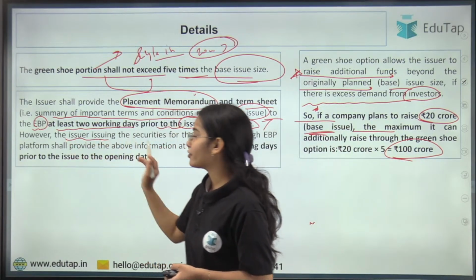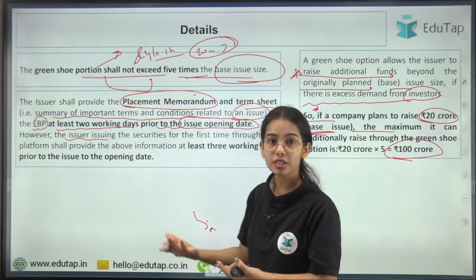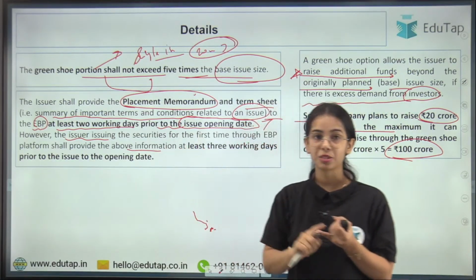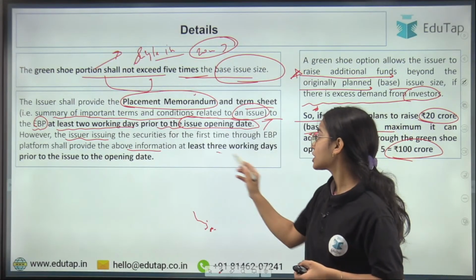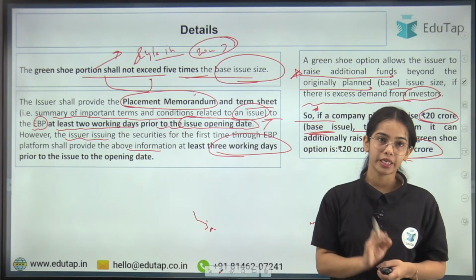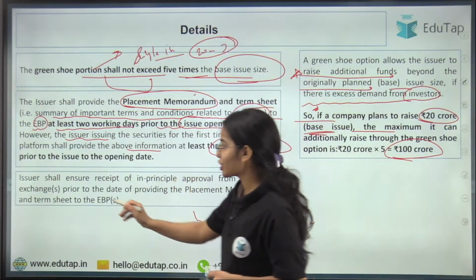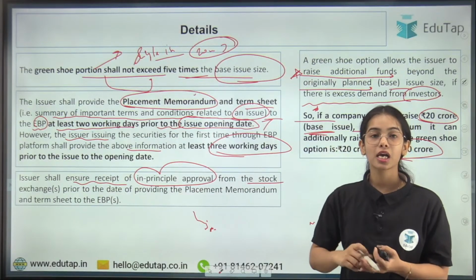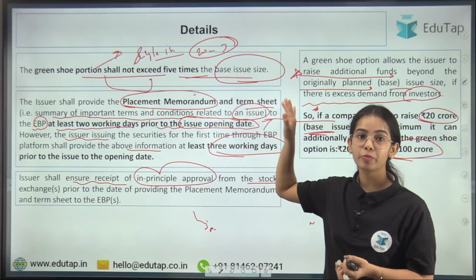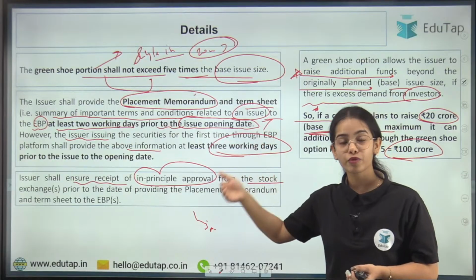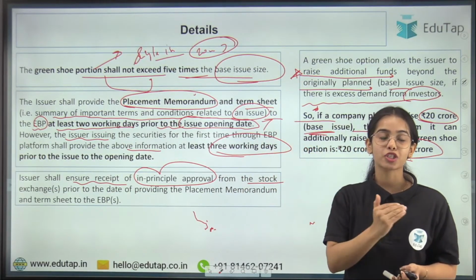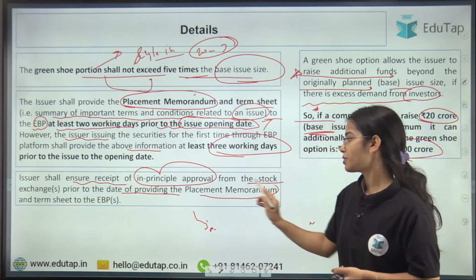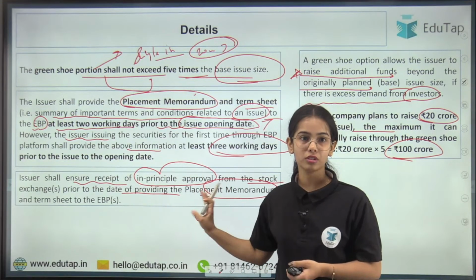However, the issuer which is issuing the securities for the first time through the EBP platform shall provide the above information about the placement memorandum and the term sheet at least 3 working days prior to the issue opening date. Now, the issuer shall ensure receipt of in-principle approval from the stock exchanges. That is, before the placement memorandum and the term sheet, the in-principle approval has to be taken from the stock exchange prior to the date of providing the placement memorandum and the term sheet of the EBP.